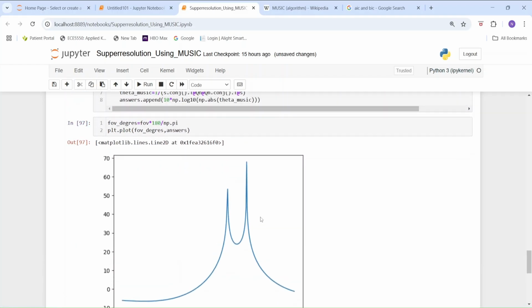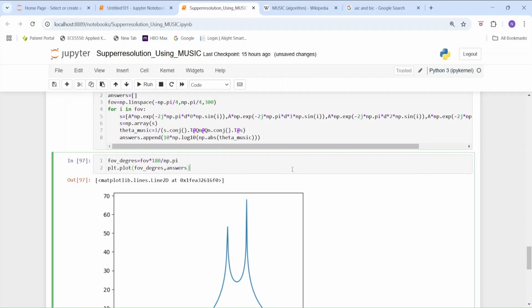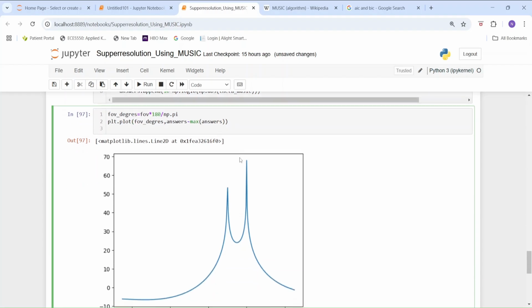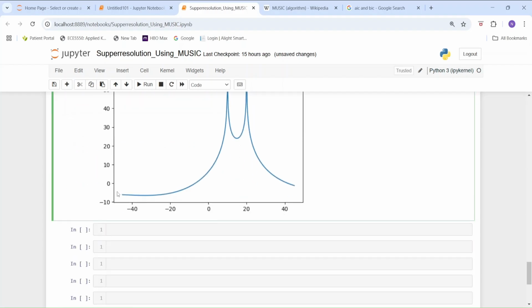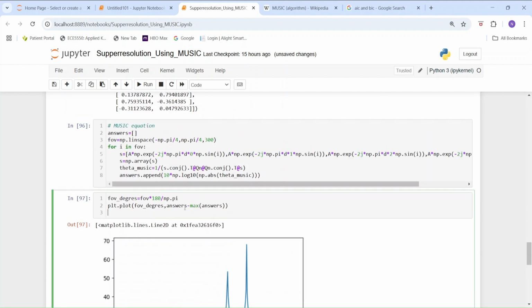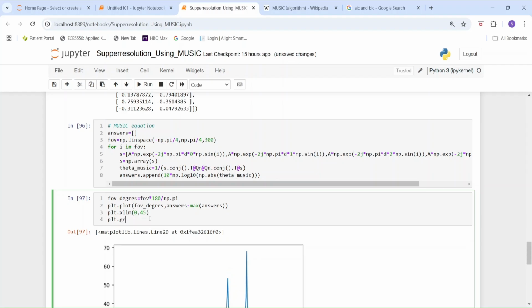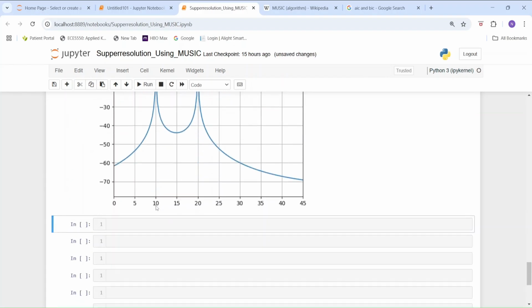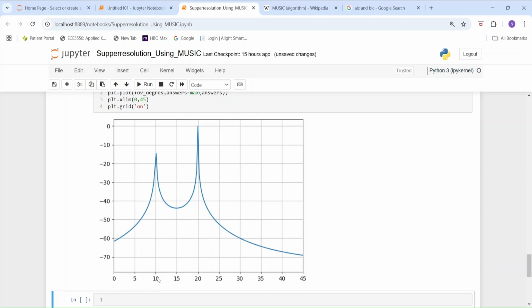Okay, so you see two peaks. Let's see what those angles are. One thing we can do is normalize it. So do the normalization: we have to subtract the max of answers, because this is already in logarithmic scale, right? So you do that, and then let's look only from 0 to 40, because here we don't have anything, right? This is just noise. So plt.xlim right here, let's say 0 to 45, and let's also have the grid, so plt.grid on. Okay, and let's run it. So you can see the algorithm is able to find the two answers.